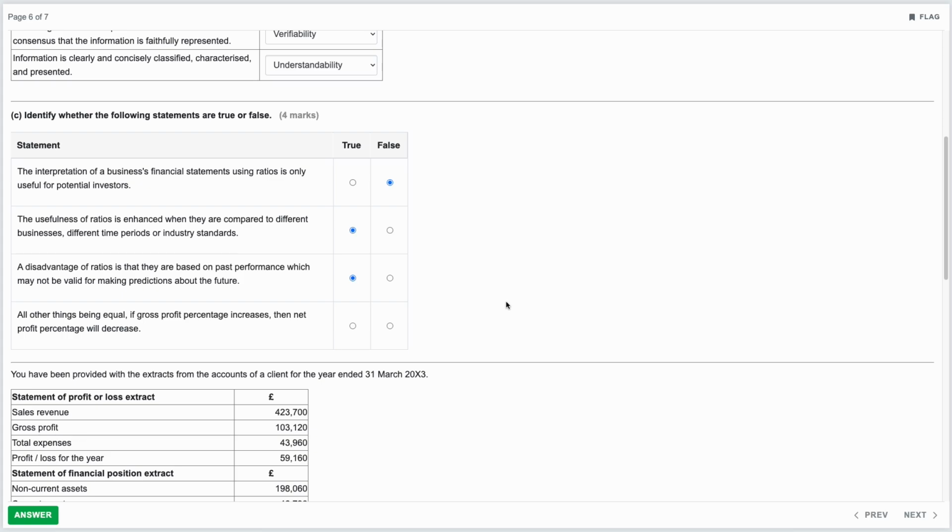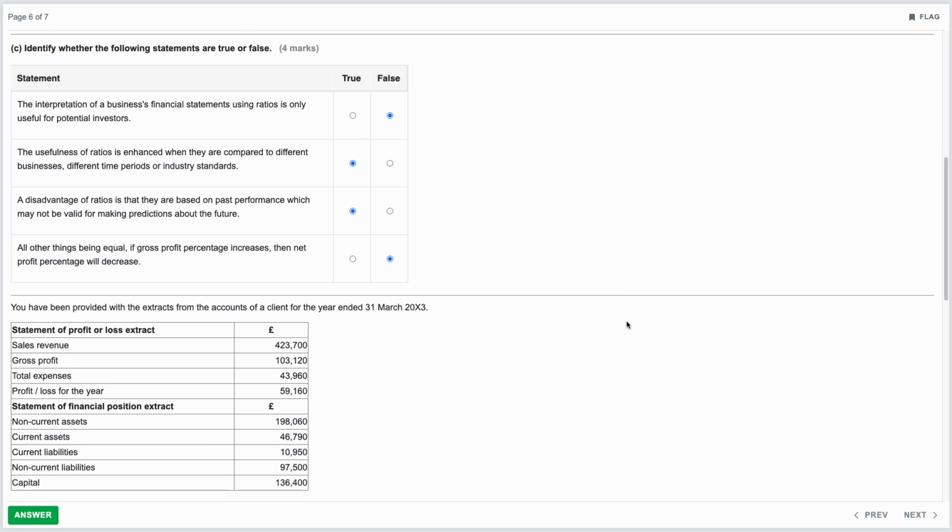And then the last one, all other things being equal, if gross profit percentage increases, then net profit percentage will decrease. Okay, that's definitely false. It's definitely not the case. I don't know why. If gross profit increases, that would mean that net profit would decrease. It would usually be the opposite. Not always, but would usually be the opposite.